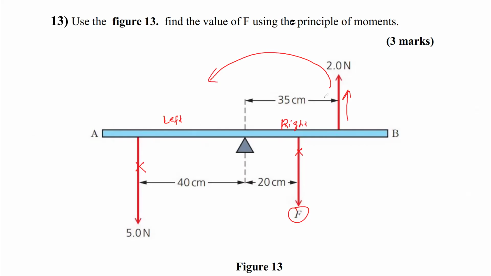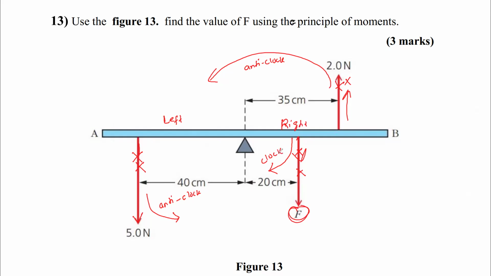Similarly, if I remove the 2 Newton force and also the unknown force, we see that the 5 Newton force is obviously in the downward direction. So it will also rotate anti-clockwise. I just write down anti, and this is also anti-clockwise. But if I remove the 5 Newton force and the 2 Newton force, and only take the unknown force, when the force is applied in the downward direction, it will rotate clockwise.